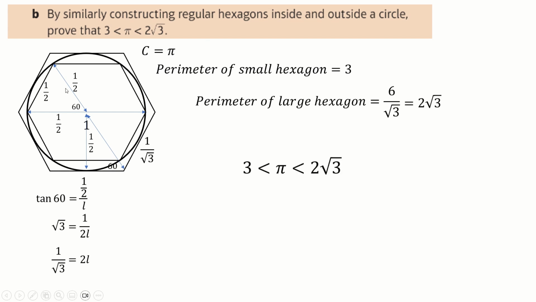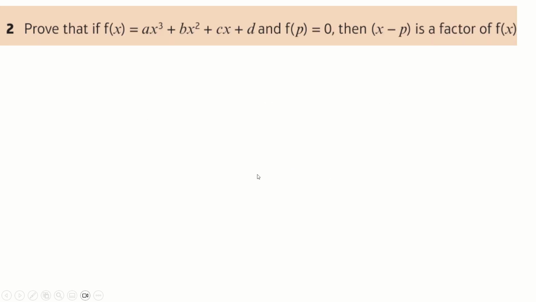Good. And of course, if you do that with regular polygons with an increasingly large number of sides, you can bound pi more and more accurately between two things, which can allow you to find pi to more decimal places, I guess.